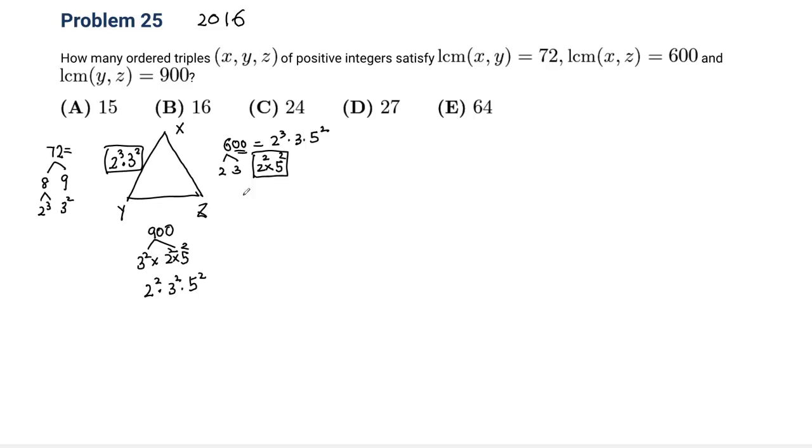Is this correct? Let me see. Oh, this is 3. Two cubed times 3 times 5 squared, okay? So we have 2 squared, 3 squared, 5 squared. Okay, now check it out. So how many different orders over here?